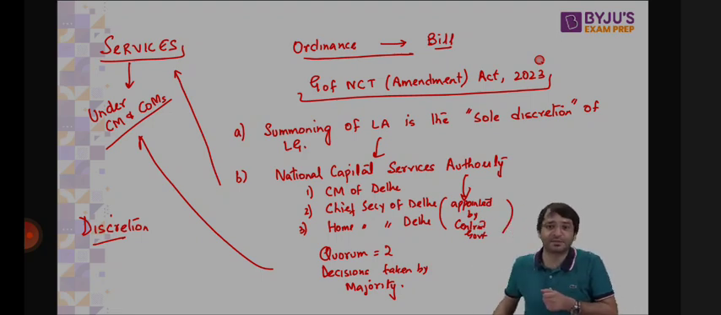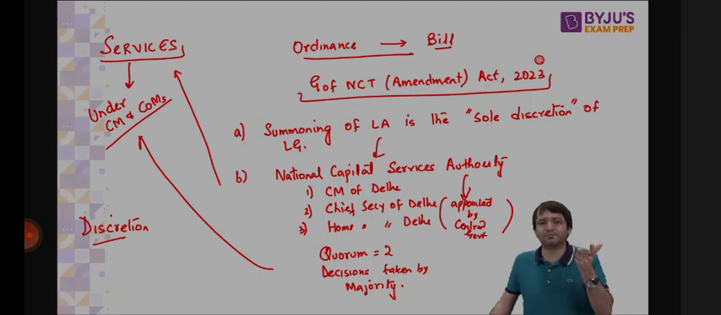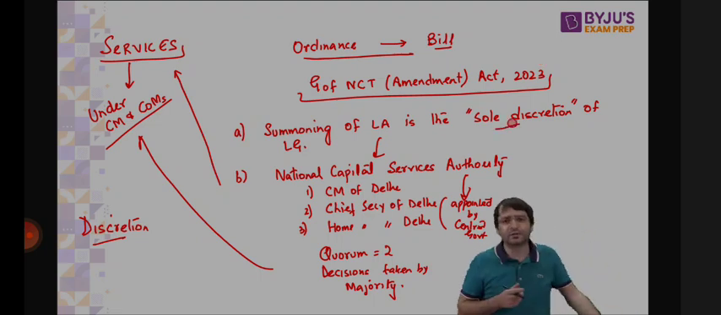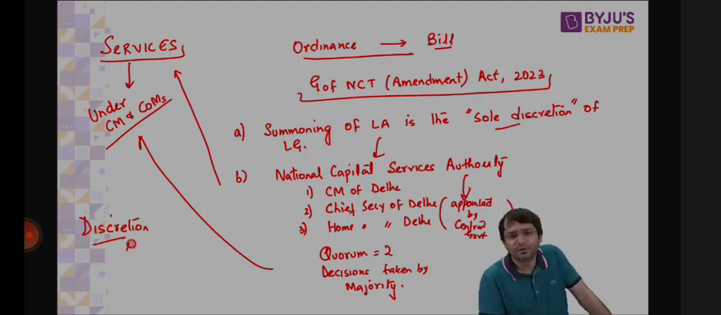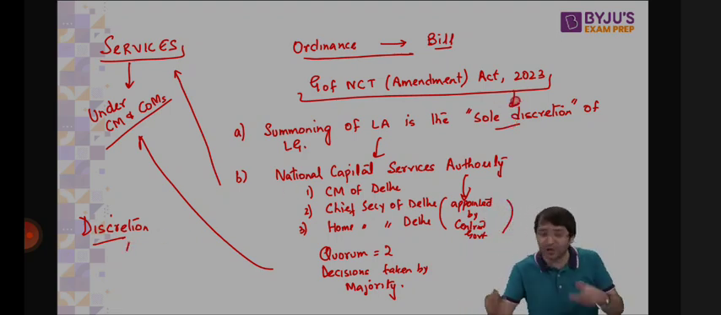But now another term is added by this bill, by this law. It talks about something called sole discretion. What is the sole discretion? How is the sole discretion different from discretion? We don't know. That means in summoning the Legislative Assembly, the Lieutenant Governor has a sole discretion. Then what is the job of the Chief Minister and Council of Ministers? Nothing.